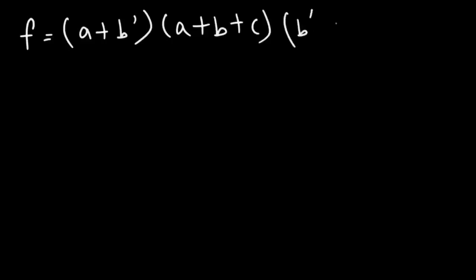Now let's consider another example. So let's say that f is going to be (A plus B prime) times (A plus B plus C) times (B prime plus C prime). Go ahead and draw a block diagram. Now the last example was a sum of products example. This one is known as a POS, which is product of sums.